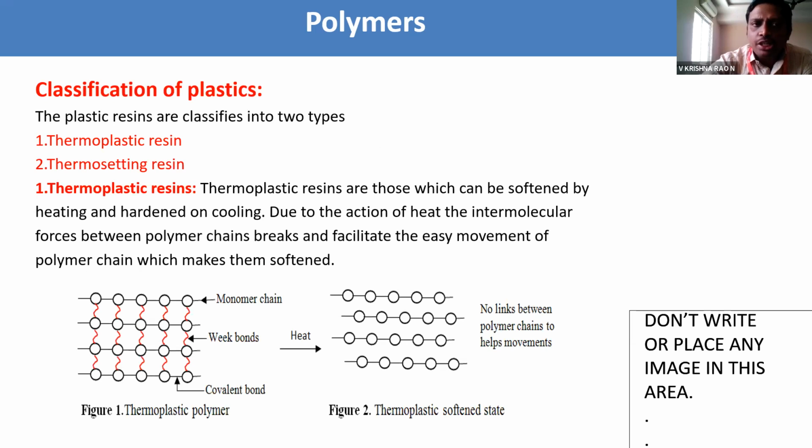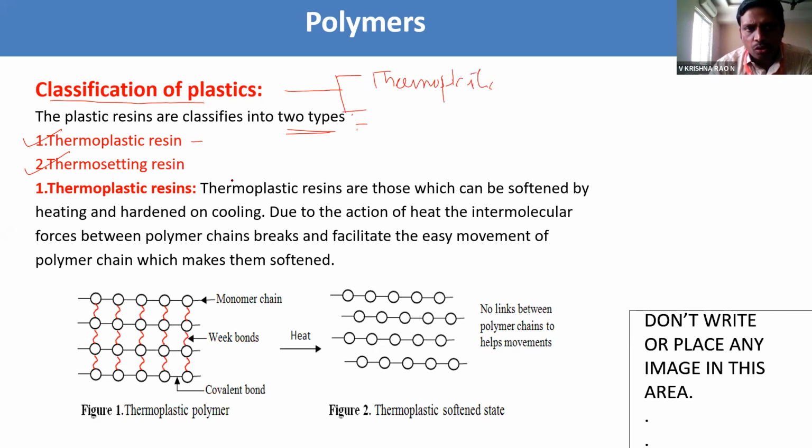Now coming to the classification, plastics are nothing but resins. Plastics, the resins, have been classified into two types: one is thermoplastic resin, and the second one is thermosetting resin.